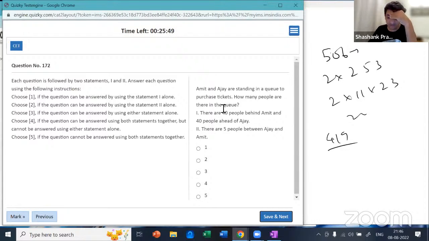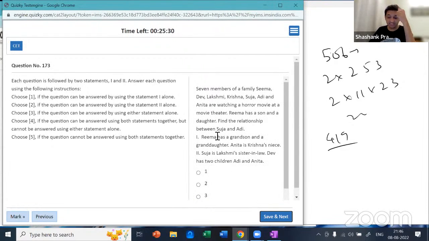Okay. Amit and Ajay are in a queue to purchase tickets. How many people are in the queue? 40 people behind Amit, 40 ahead of Ajay. Amit, 40 behind, Ajay, 40 ahead. But I don't know how many people are there in the queue. 5 people between Ajay and Amit. But Ajay and Amit can be here or here. So it doesn't matter. So it can't be answered.